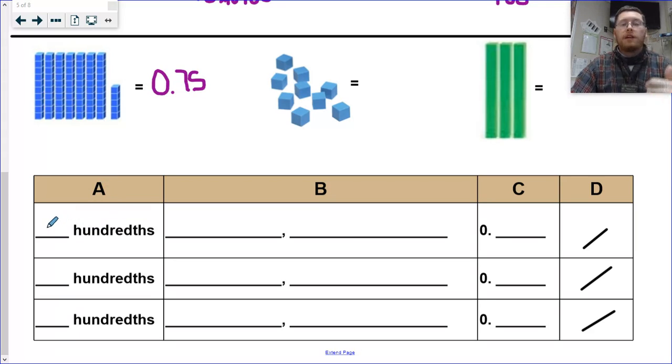In this little table, column A, we are writing something hundredths. In this case, we have 75 hundredths, so I'm going to write 75 in there. I've already figured out my decimal. It's 75 out of 100 pieces. Now we are actually going to write it with tenths and with hundredths. So we have 7 tenths, and then 5 hundredths.